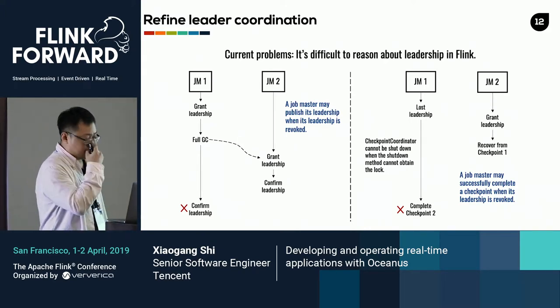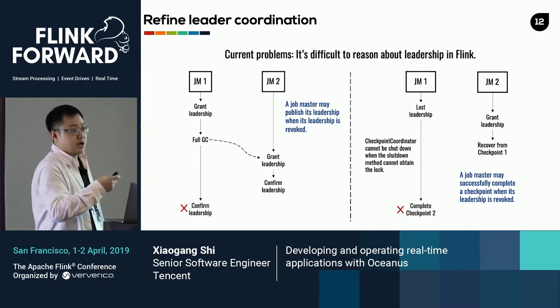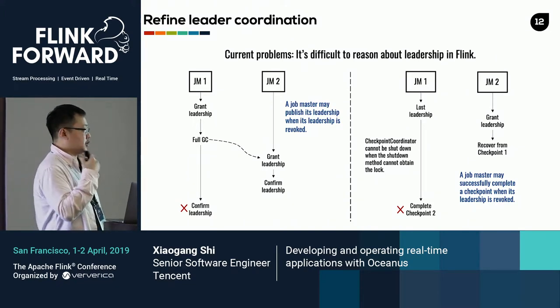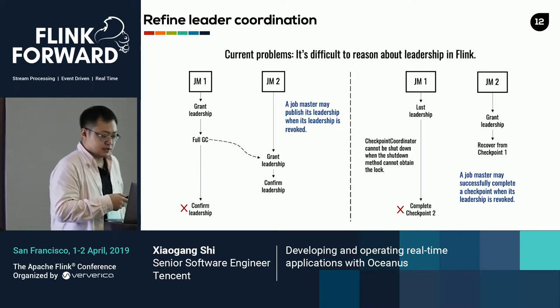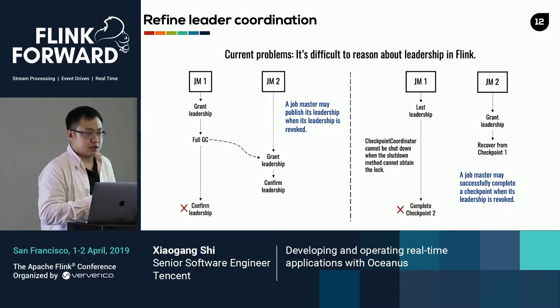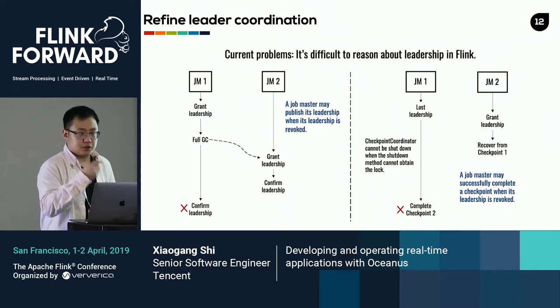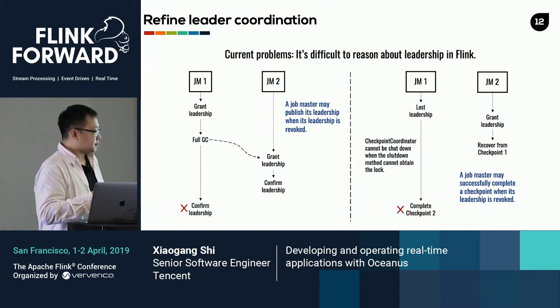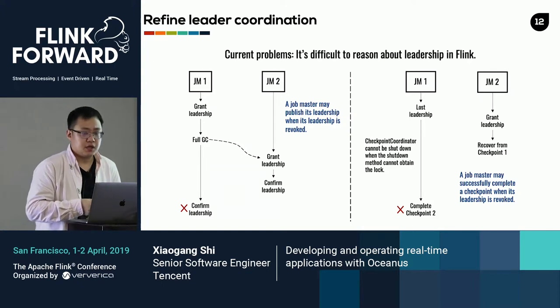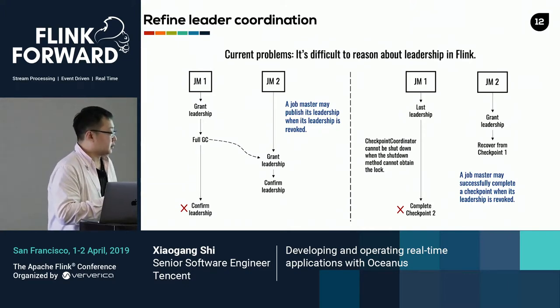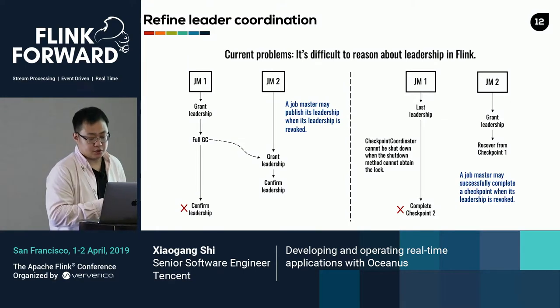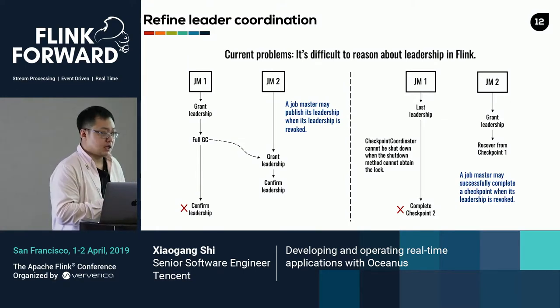Another problem we came across is that when a job master loses its leadership, it should shut down the checkpoint coordinator immediately. But that's impossible in the current implementation of Flink because when a checkpoint coordinator is to be shut down, it must obtain the lock. But if the checkpoint coordinator is completing a new checkpoint, it will not release the lock. So a job master may successfully complete a checkpoint when its leadership is revoked.